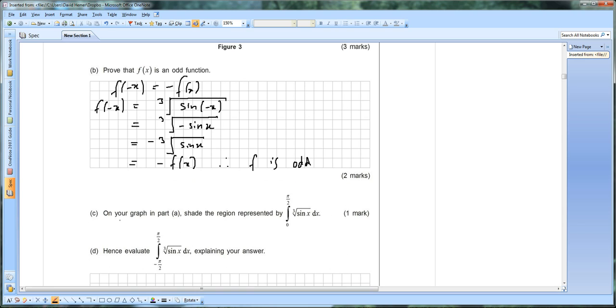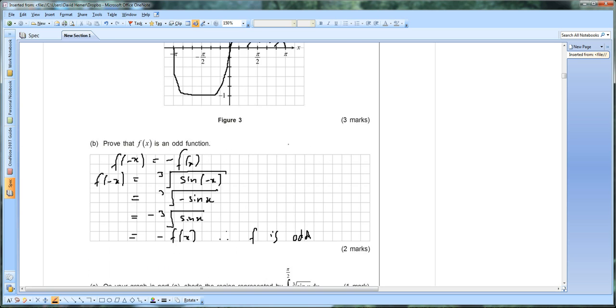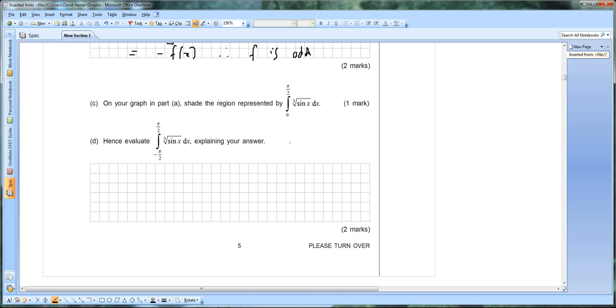Okay, part C, we want to graph back in part A, shade the region represented by this particular integral here, and really that's representing the area under the graph cube root sine x between 0 and pi on 2. So really what we're interested in here is this area underneath the graph.